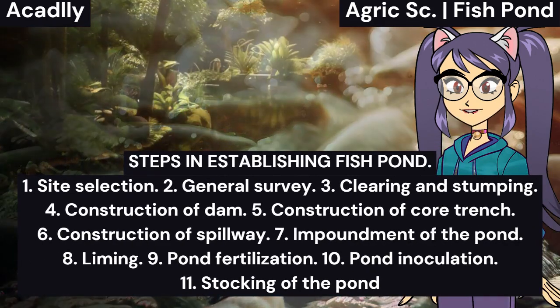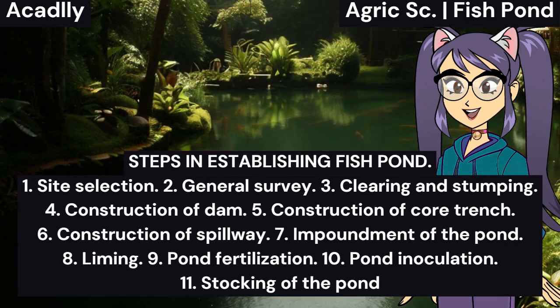Steps in establishing fish pond. 1. Site selection. Choosing the best site based on conditions like a piece of land with a perennial stream, and considering other necessary factors. 2. General survey. Conducting a detailed survey of the selected site, often done by extension workers. 3. Clearing and stumping. Removing trash, cutting trees, and getting rid of stumps on the site. 4. Construction of dam. Building a dam across the stream, preferably using clay soil for its water-holding capacity.